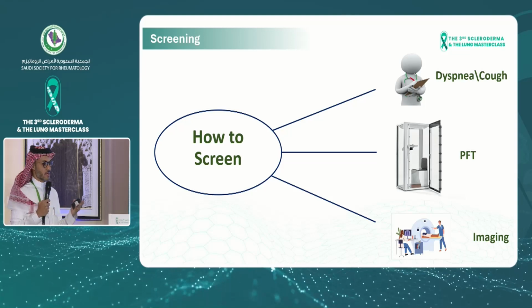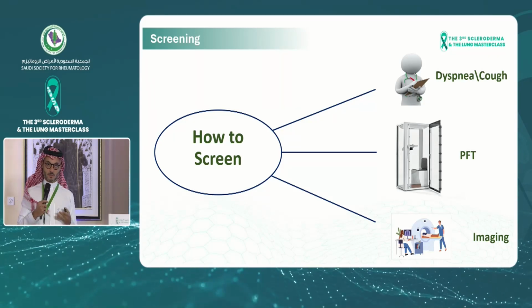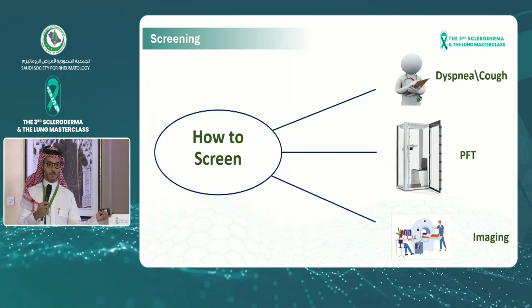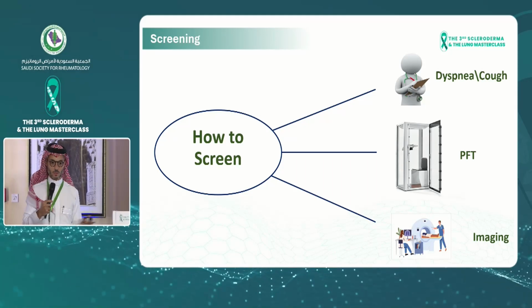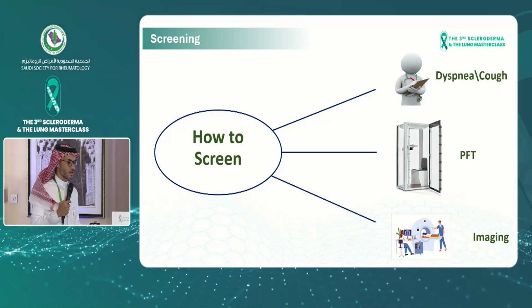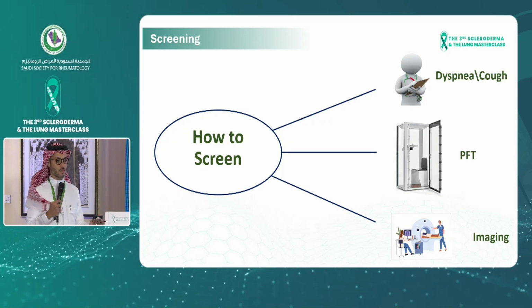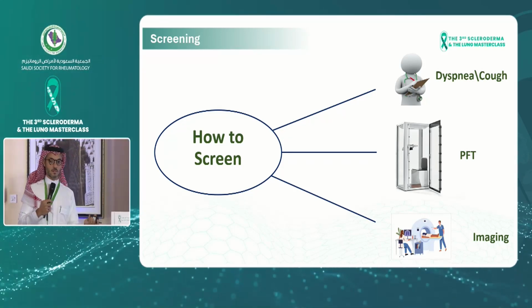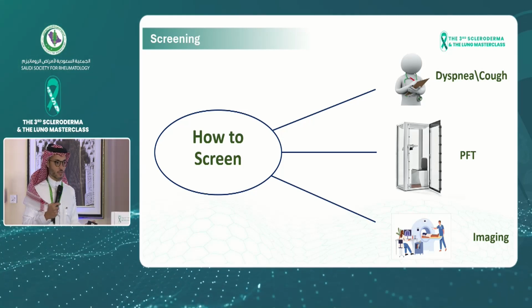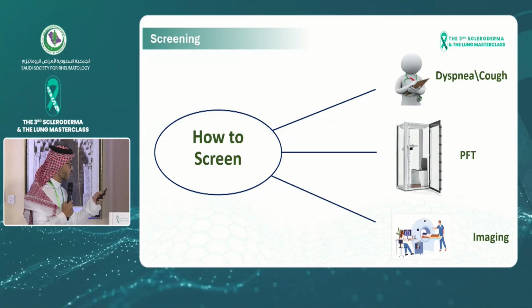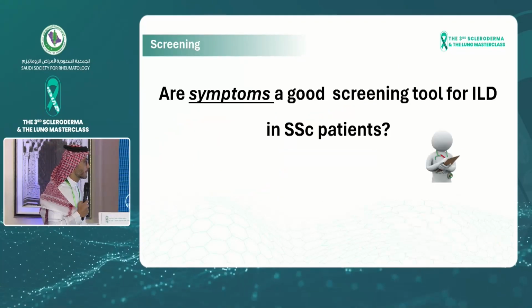So when you are trying to screen for a disease, you need the disease to be common, which we have in systemic sclerosis. You need a disease associated with high mortality, so there is a benefit from screening. We have that in systemic sclerosis ILD. And you need to find the best test for that. The best test is going to be sensitive, specific, reproducible, and with less variation. So let's see the performance of the following interventions over the next few slides.